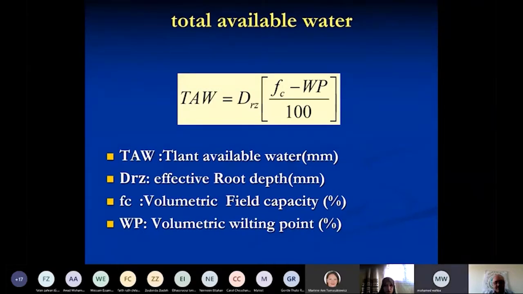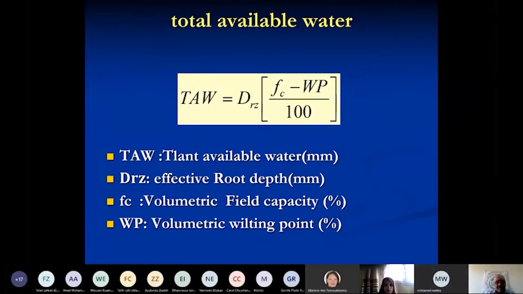Also for field capacity, some people do this in the lab. This is not correct. You have to do it in the field because field capacity is a function of soil structure and texture, both, not only texture. So we have to do it in the field, and the same for wilting point. So we need to know our total available water as the first step.